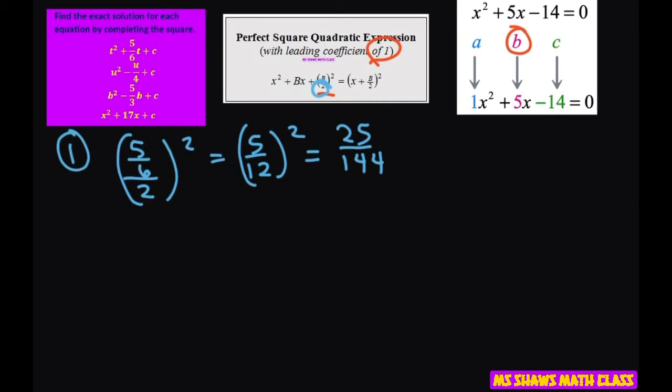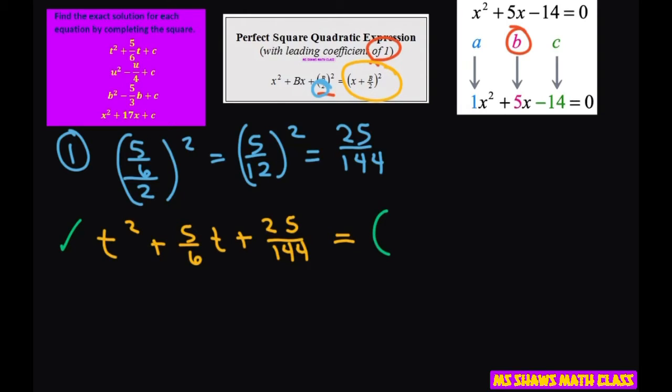So that's your C. So we could write this as t squared plus 5/6 t plus 25 divided by 144. Now the reason we want to do that is now we can write it as a perfect square trinomial and we can condense it. So here's your perfect square trinomial. We can condense it now by writing t plus, now you just take half of this, which is 5/12, and square. And that's going to make solving quadratic equations a lot easier when you can do that.